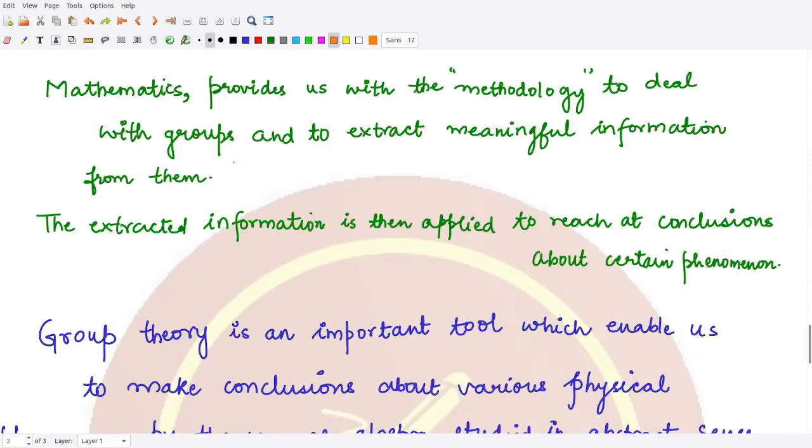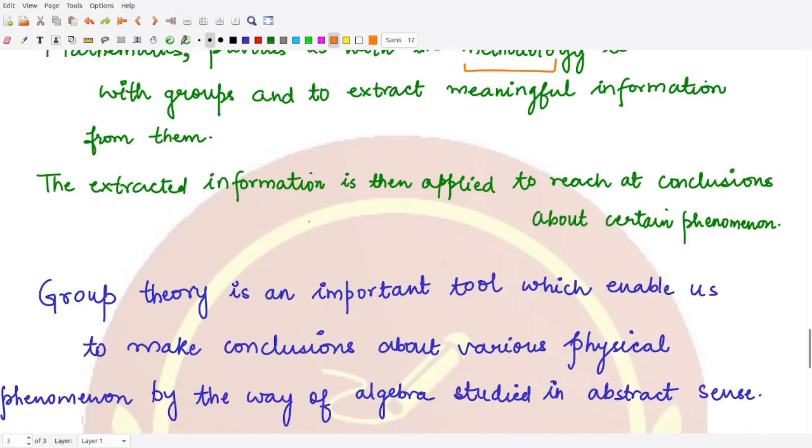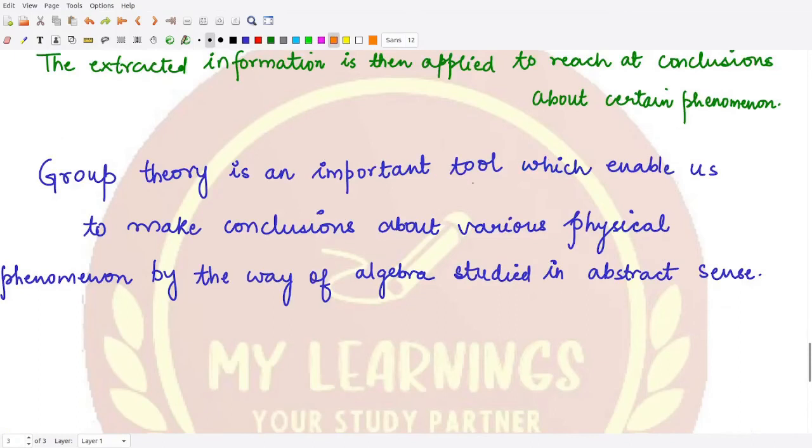So once you know what is the group that is lying behind the physical phenomenon or the object that we are studying, so here mathematics and in fact group theory provides us with the methodology to deal with groups and to extract meaningful information from them. Whatever information we extract, we use that particular knowledge to reach conclusions about certain phenomena, right. So group theory provides us an important tool which enables us to make conclusions about various physical phenomena by way of algebra studied in an abstract sense.